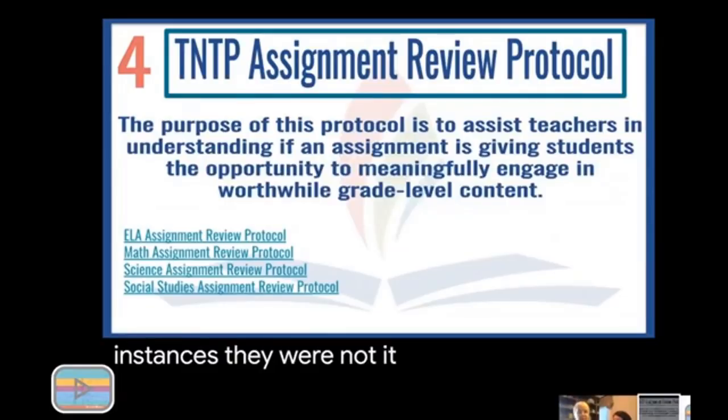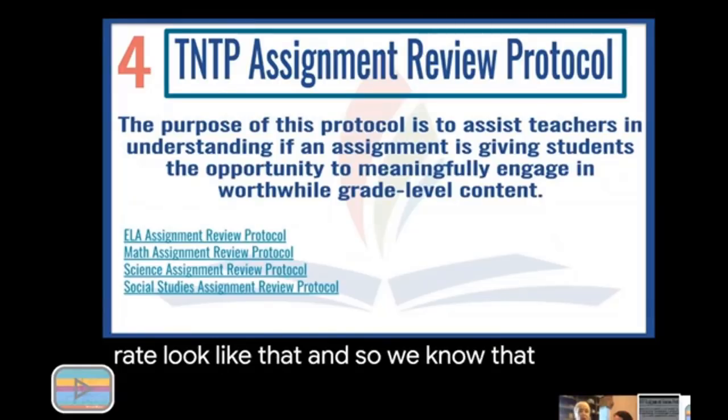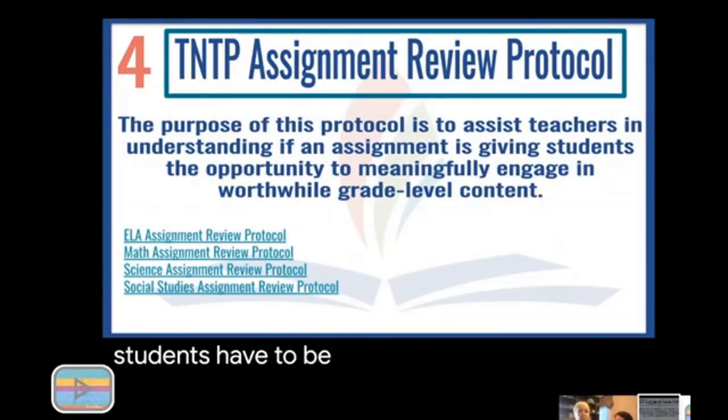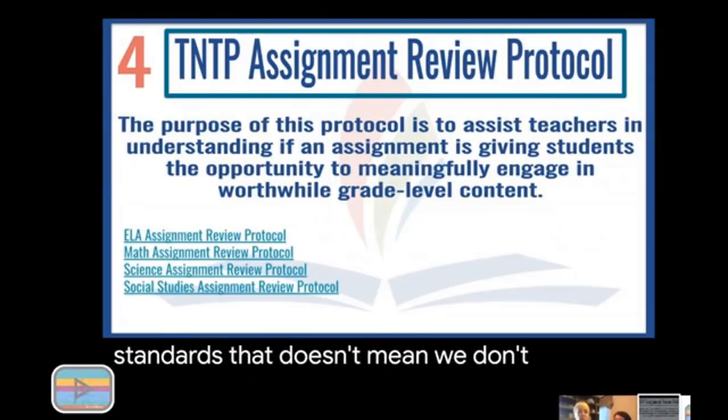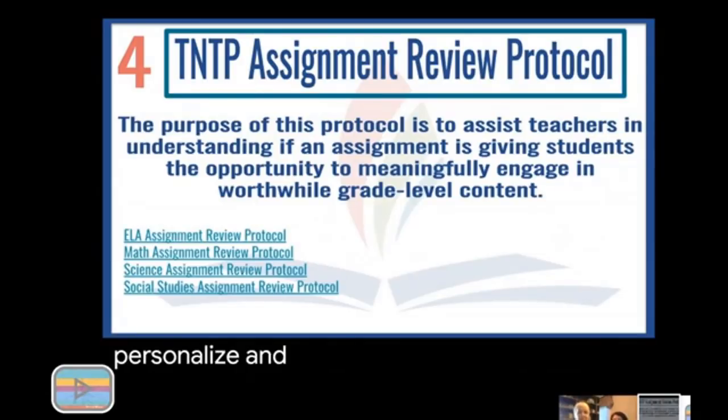It was not aligned and was not even on a high enough grade level. And so we know that all students have to be exposed to grade level standards. That doesn't mean we don't personalize and modify to get them there. We have to scaffold. We know that, but they have to be exposed or they will certainly never get there.